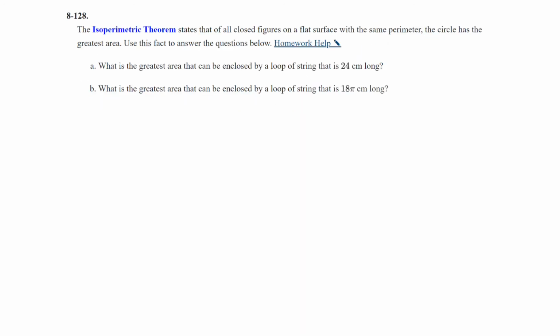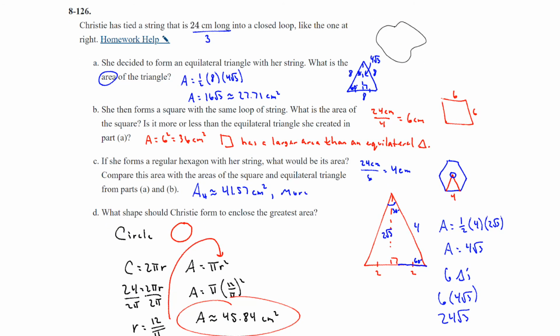Question 128. The isoperimetric theorem states that of all closed figures on a flat surface with the same perimeter, the circle has the greatest area. Use this fact to answer the questions below. What is the greatest area that can be enclosed by a loop of string that is 24 centimeters long? Well, not realizing this question was going to happen, if you go back to my previous problem on question 126, you notice that last part of D, I went beyond and I kind of showed you what the area would be. So this really answers question 128.